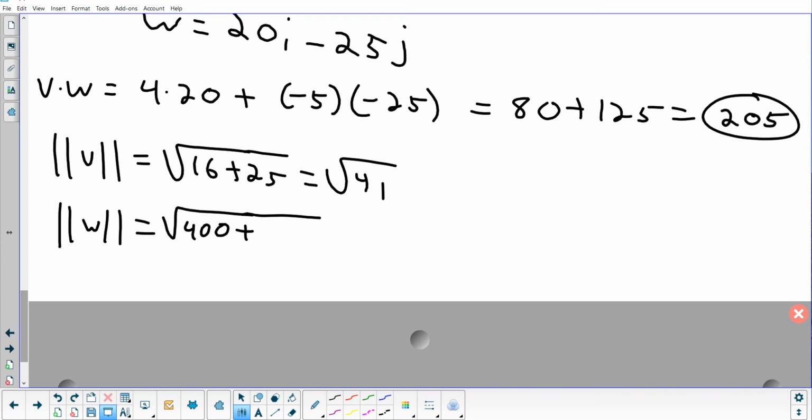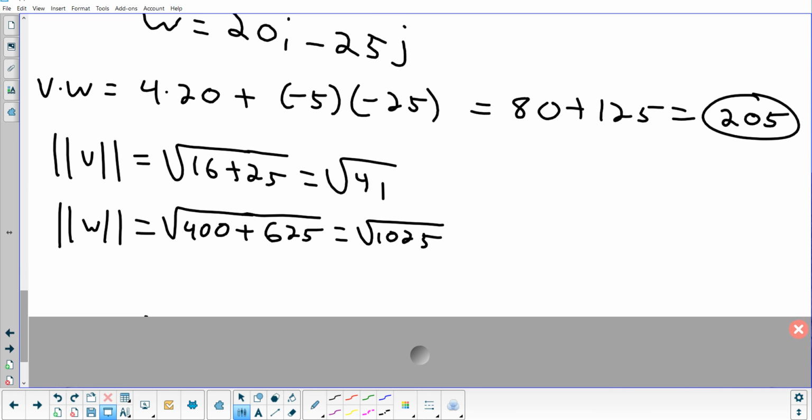Anyone know that one? 25 squared? 625. So that gives me the square root of 1025. Okay. I need to find the product of these two magnitudes because that's my denominator.